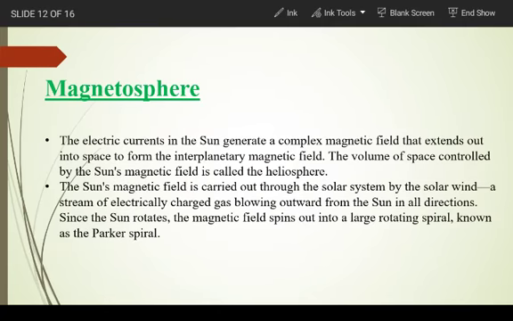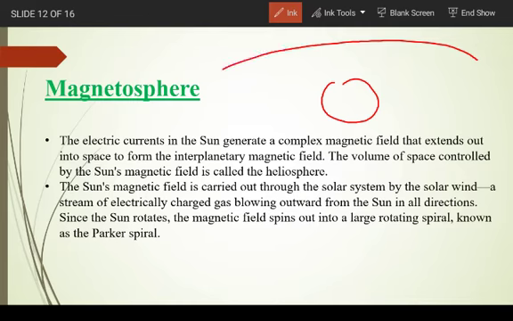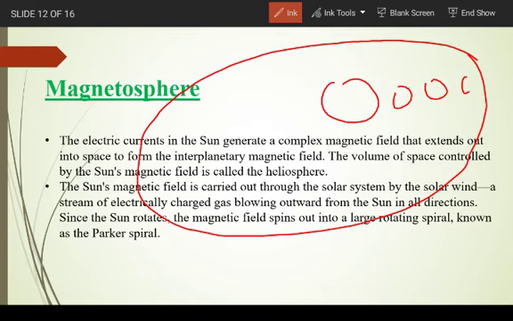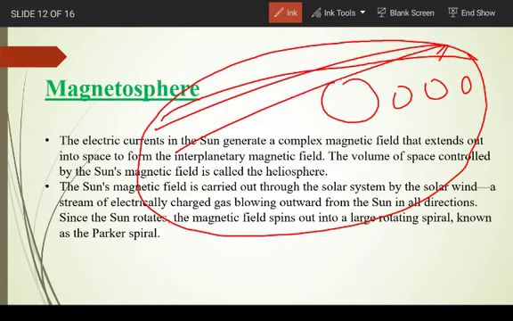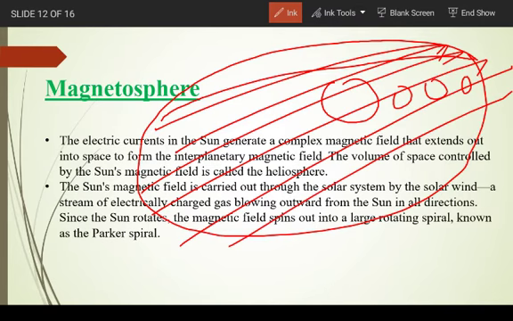Magnetosphere. What is this magnetosphere? The magnetosphere is the magnetic field of the sun. The magnetic field covers a large area of our solar system, and the region of this magnetic field is called the heliosphere. See, this is the sun, this is the whole solar system. These are planets Mercury, Venus, Earth, Mars, and up to Pluto, and then way ahead after Pluto. So this region constitutes the magnetic field of the sun, which is called the heliosphere.